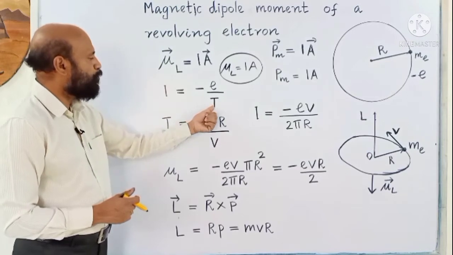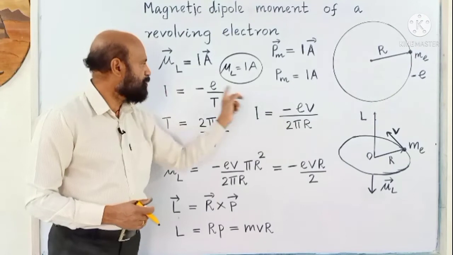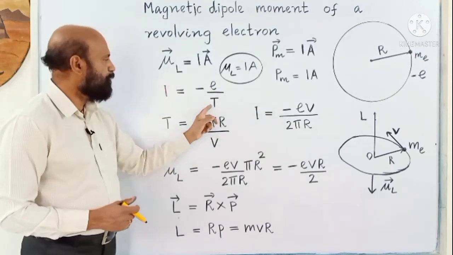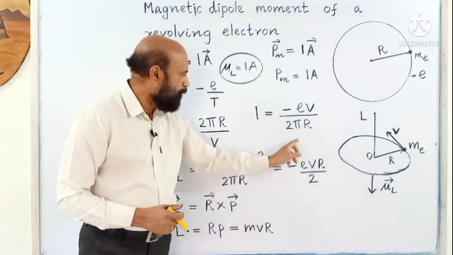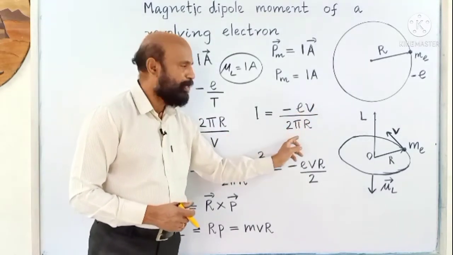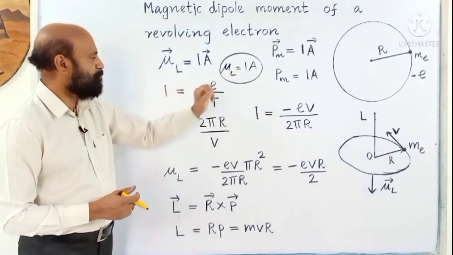Now, you can substitute for this T. I is equal to minus e divided by, for this T, 2 pi r divided by v. That v can be taken to the numerator. So, we are getting an expression for current.